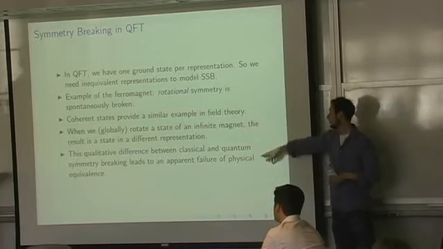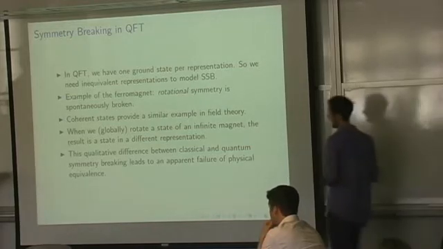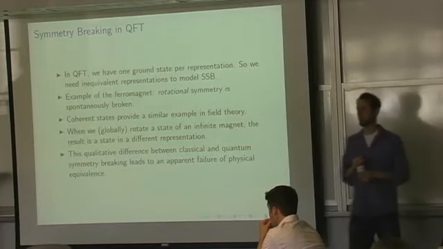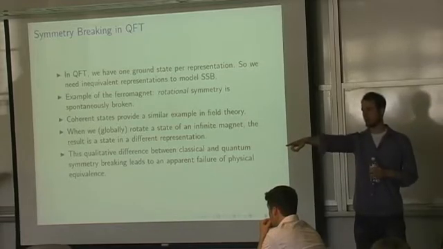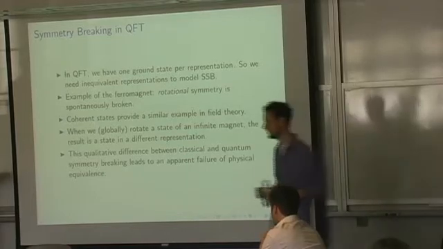So this is the qualitative difference between classical and quantum symmetry breaking that seems to lead to an apparent failure of physical equivalence between the states that point along plus z of the magnet and the states that point along plus x of the magnet.